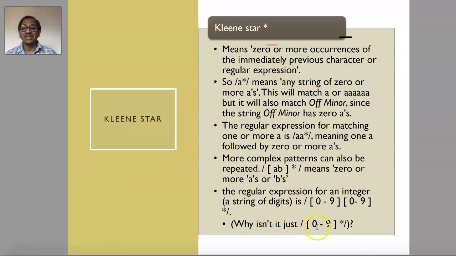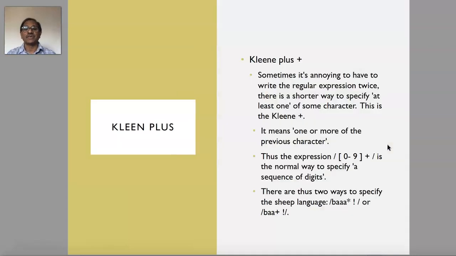But we don't use 0 to 9 with star alone. Why? Because when you use Kleene star here, without the first one, there can be something without any digit at all. So we cannot get an integer that way. One digit has to be there when you are looking at an integer, right? Okay, let's go further.